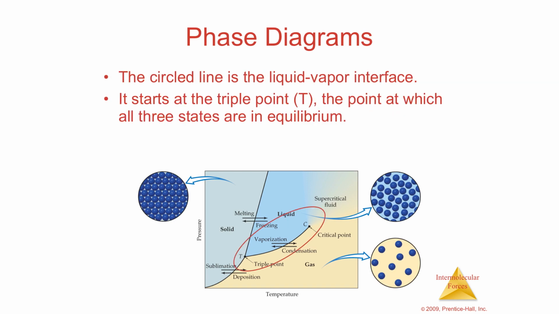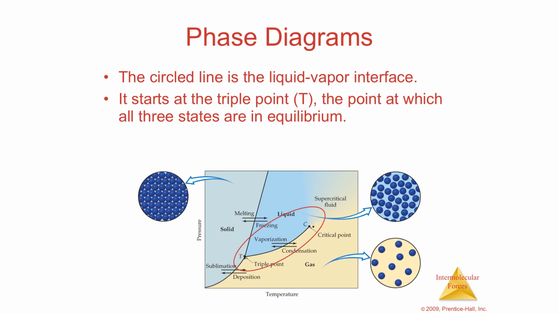So the first line that we're going to look at is from the triple point, which is T, right here, to the critical point, which is C. From the triple point to the critical point, this is where liquids will go into gases. So if the pressure is the same, whatever pressure you're looking at, if you go to that line and go further to the right, which means you're increasing temperature, you will boil. You will go from a liquid to a gas. If you go backwards from a gas to a liquid, you'll condense at that pressure.